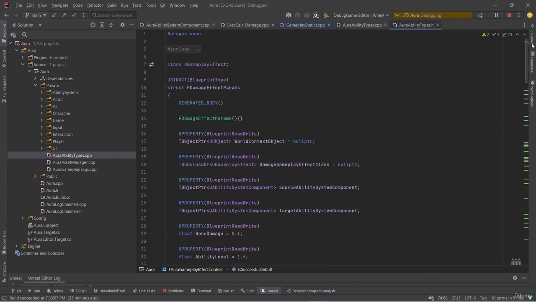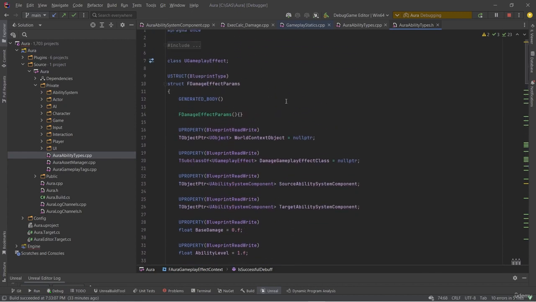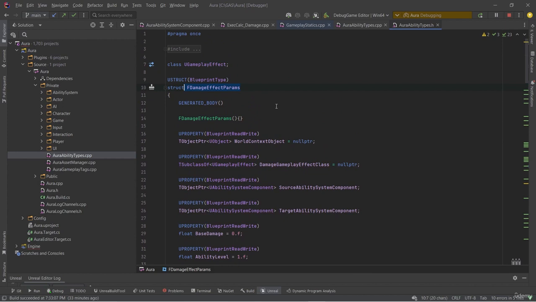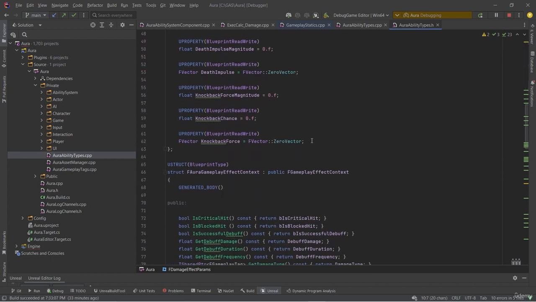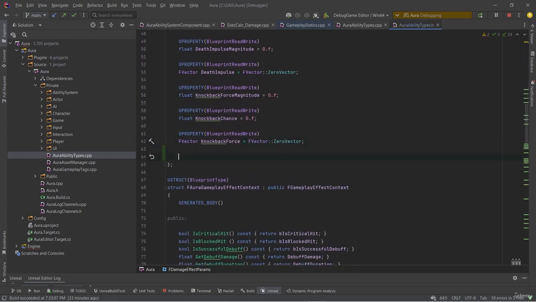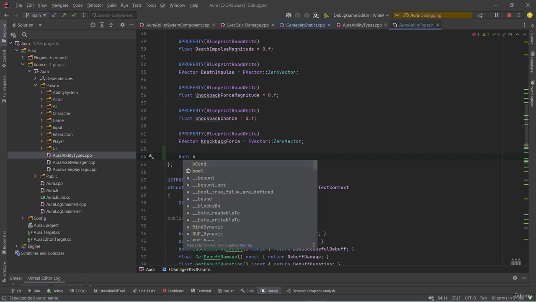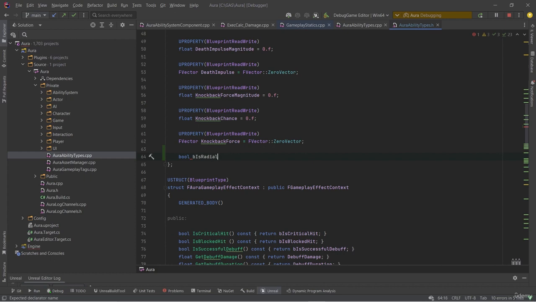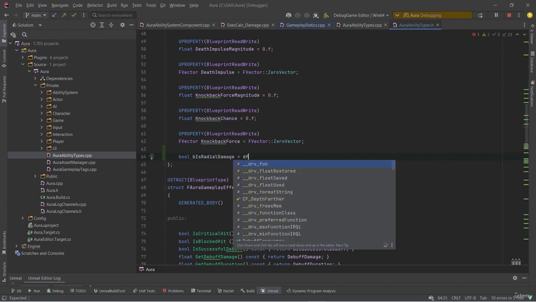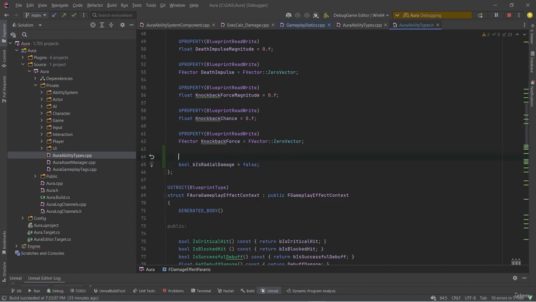I'd like to create some radial damage parameters, and we're going to start by adding them to F damage effect params. So down here at the bottom, I'm going to add a few parameters. One will be a Boolean, and I'm going to call this B is radial damage. And it'll be false by default, so if we never set it, then we'll never have radial damage, and I'll make it blueprint read write.